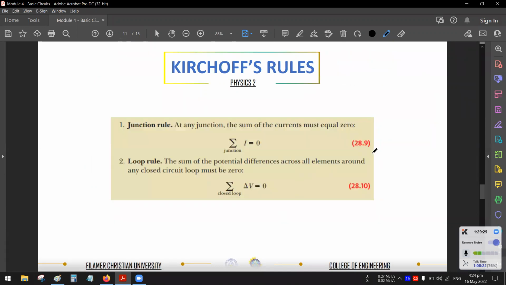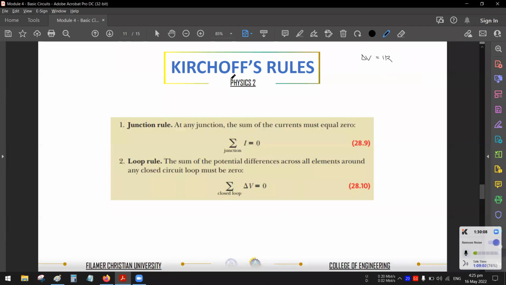Okay, so punta tayo sa Kirchhoff's rules. Meron tayong junction rule, saka meron tayong loop rule. Ang combinations ng resistors can be simplified and analyzed using the equation na change in voltage, that is V equals IR. Ito yung formula natin ginamit, and the rules for series and parallel combinations of resistors. But however, it is not possible to reduce a circuit to a single loop using these rules. So not all the time ito lang yung pwedeng gamitin natin.